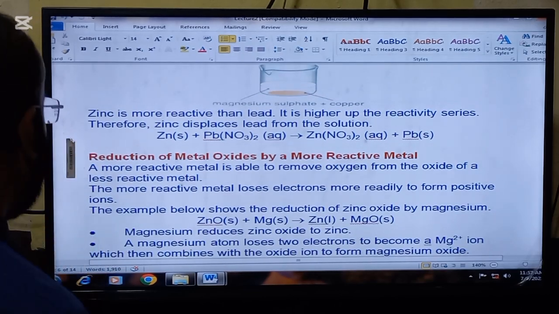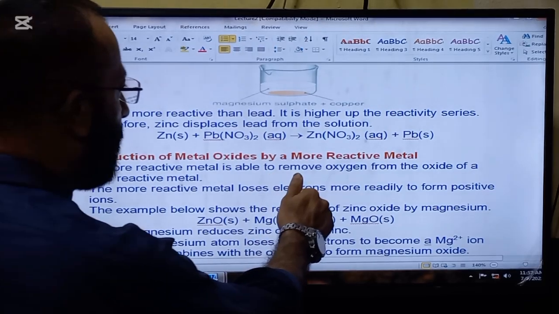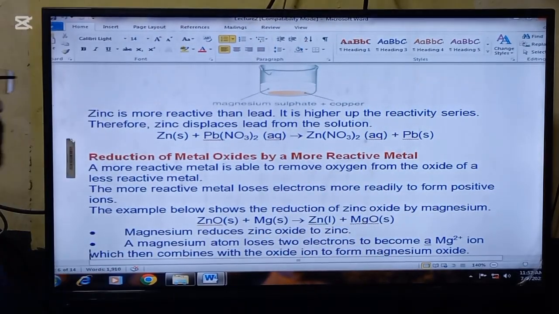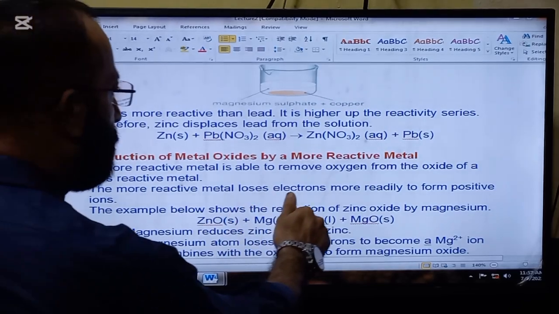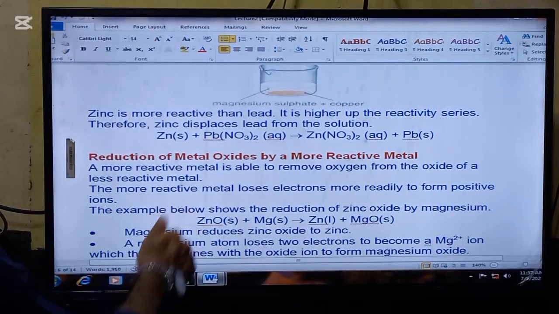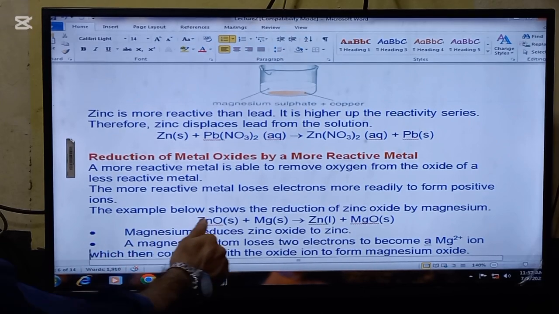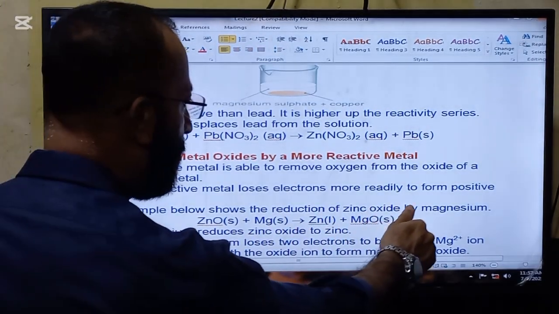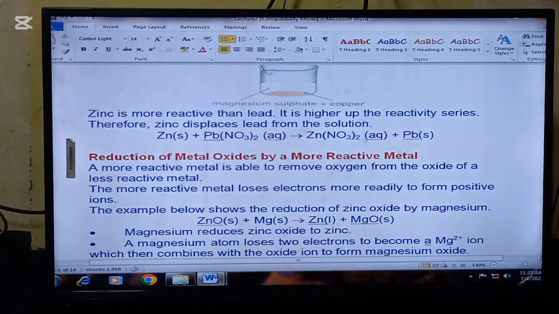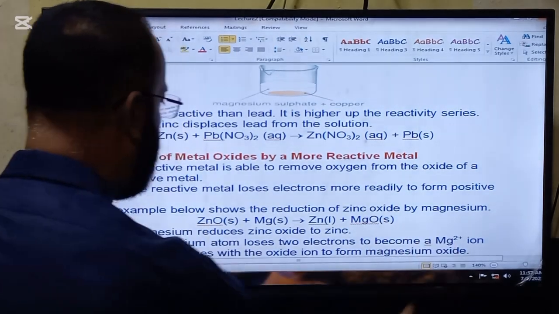The next thing that we are going to read is the reduction of the metal oxides by a more reactive metal. A more reactive metal is able to remove oxygen from the oxide of a less reactive metal. The more reactive metal loses electrons more readily to form positive ions. The example below shows the reduction of zinc oxide by magnesium.